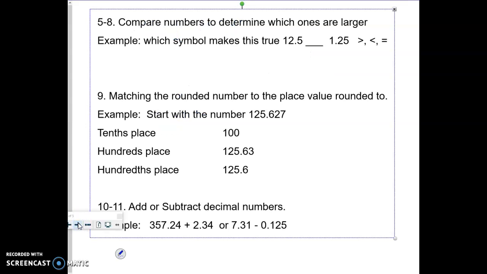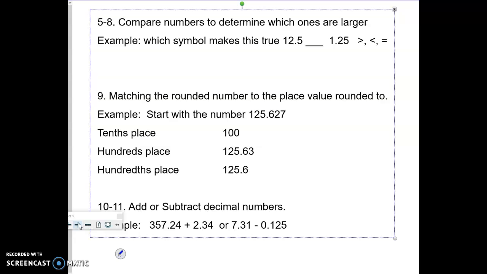All right, now questions 5 through 8, guys. So now we kind of combine a few of them. There's 4 straight questions here that we need to compare the numbers to determine which ones are larger. Okay, we're simply going to use the greater than, less than, or equal to symbols as we answer these 4 problems. And they're going to be, again, multiple choice. So all you need to do is select the correct answer.